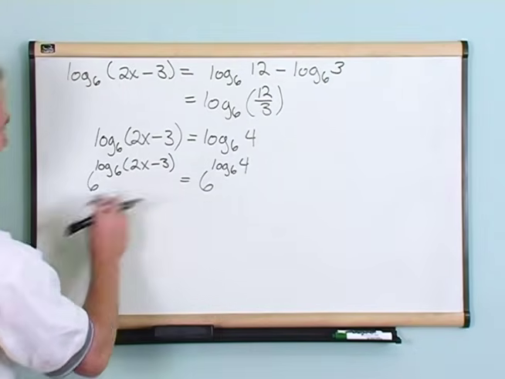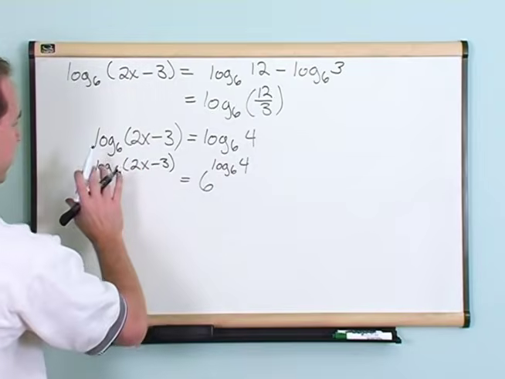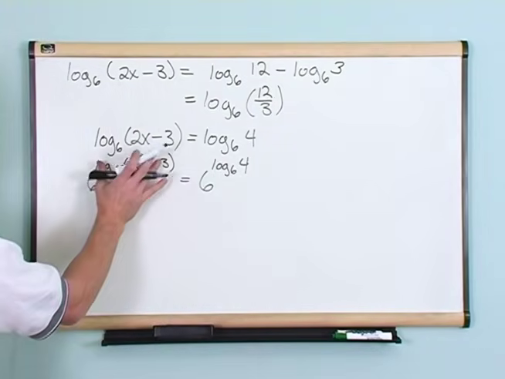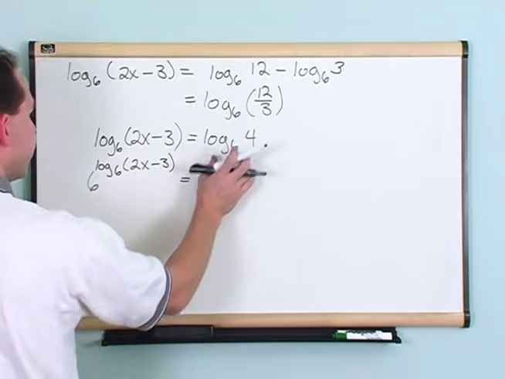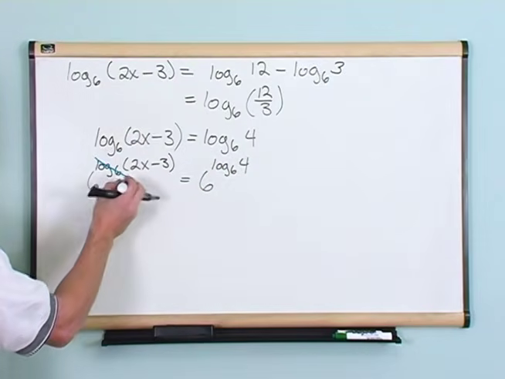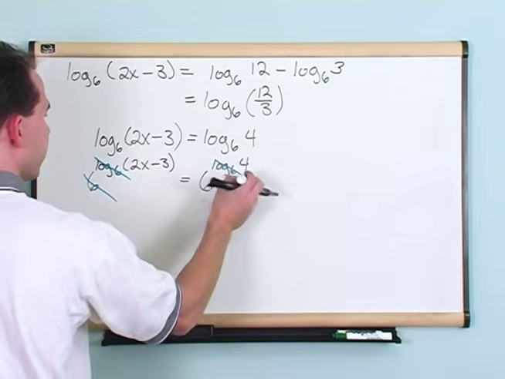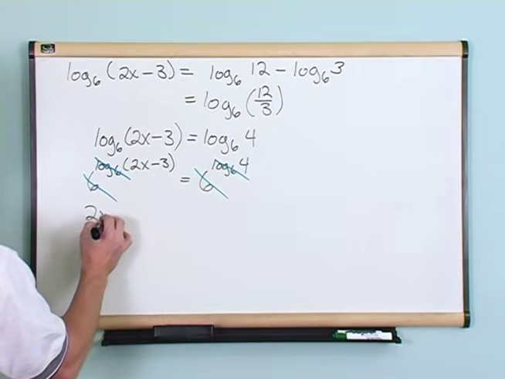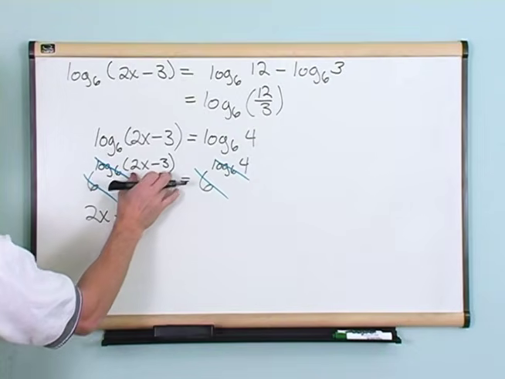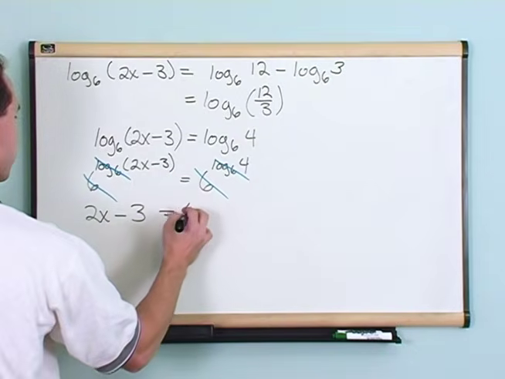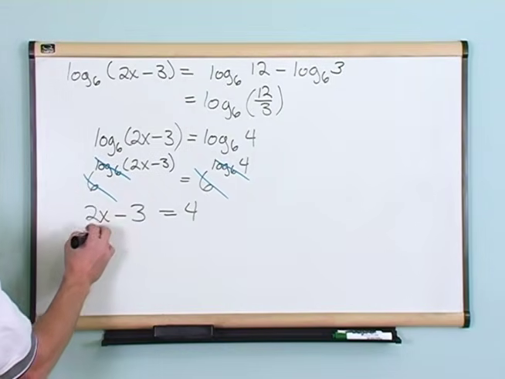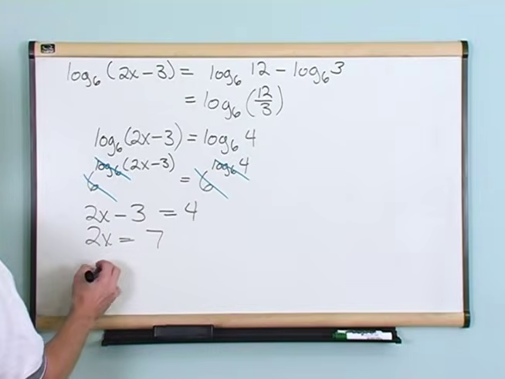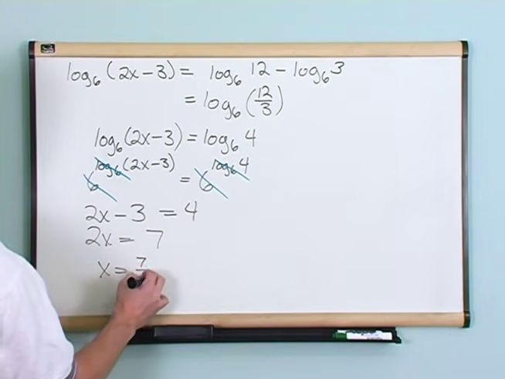And because I put them both in the exponent, I can do the same thing to both sides of the equation. It's legal as long as I do it to both sides. So I put this side in the exponent of the number 6, and I put this side in the exponent of the number 6. This will cancel with this, and this will cancel with this. So what I'll be left with is 2x minus 3, which is just what's left over here, equals 4. So 2x is equal to 7. I just moved that 3 over by adding it. And x is equal to 7 over 2.